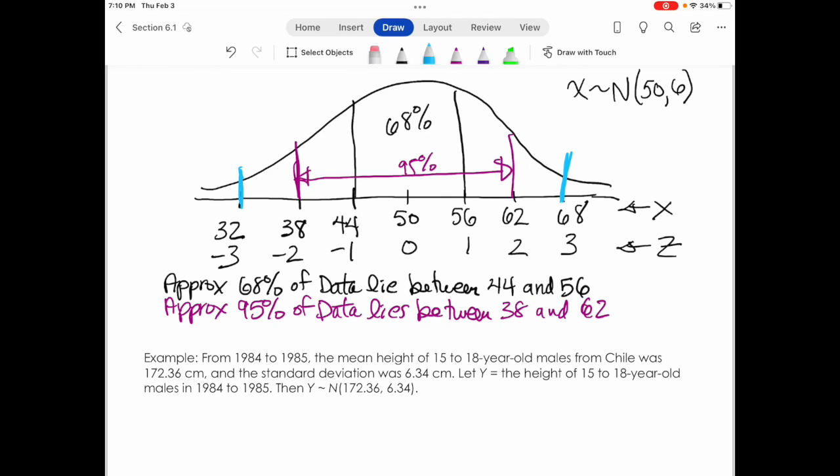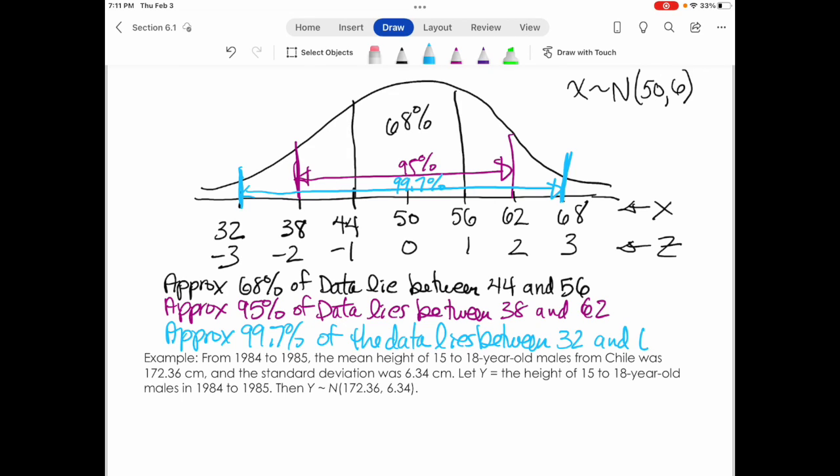Now, if we look at this last one, if we come all the way out this way to 3 standard deviations, that's 99.7% of the data. So I can say approximately 99.7% of the data lies between 32 and 68. So that's how we can use the empirical rule to interpret some of this information.